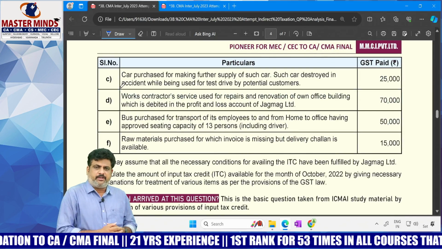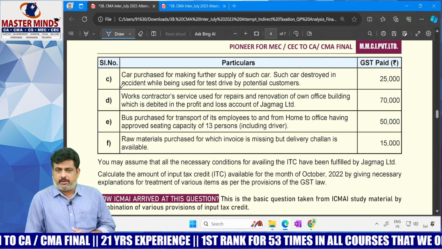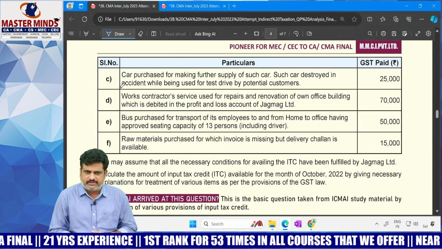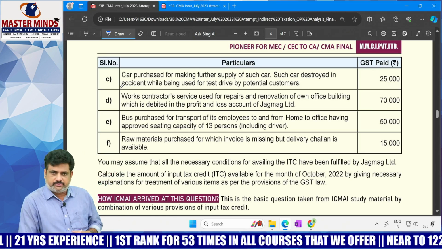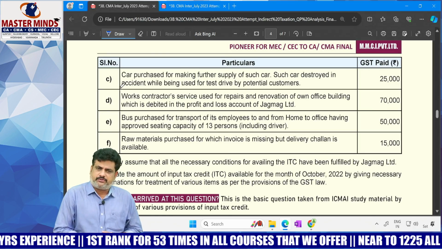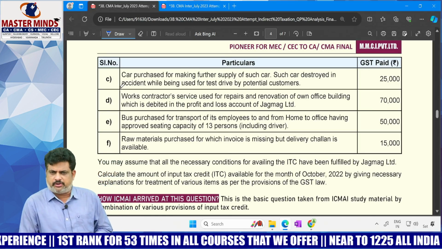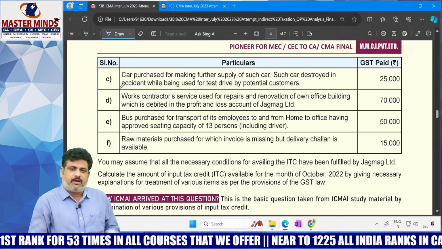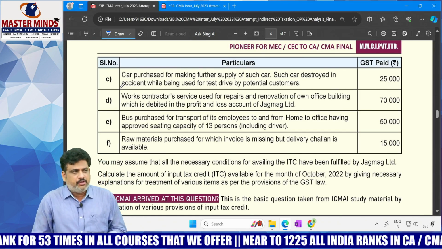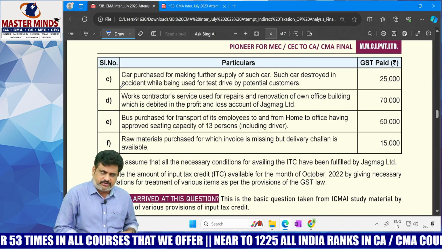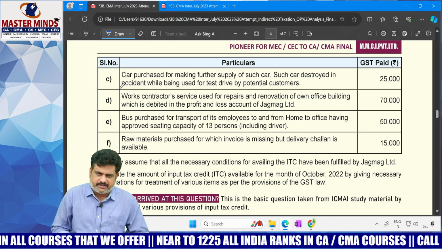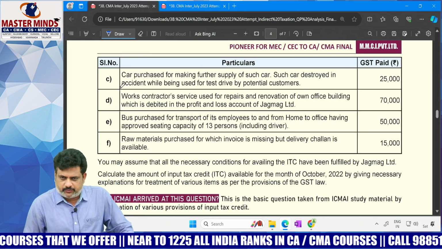Car purchased for making further supply, but the car is destroyed in a test drive. Destruction, no ITC. 17(5), negative list. Works contract services used for the repairs and renovation of the own office building, which is debited in the P&L account. If it is capitalized, no ITC. If it is debited in the P&L account, definitely we can claim the ITC. Next one.